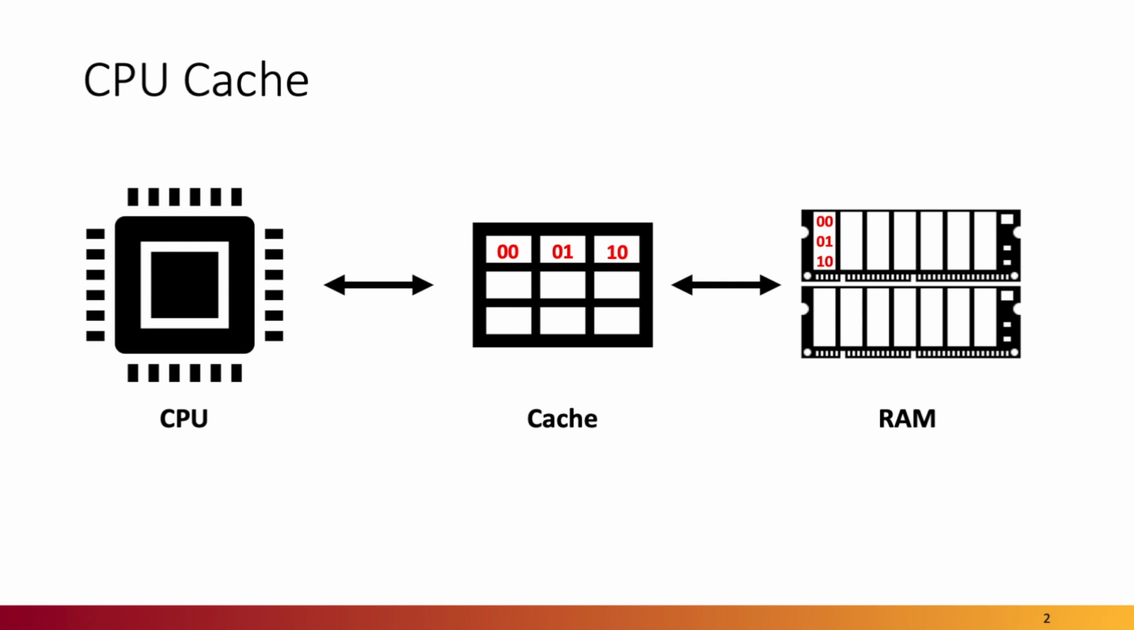A CPU cache is designed to reduce the average cost of loading data from the main memory. A processor can access a cache really fast, but the size of a cache is very small. Therefore, we can only temporarily store a limited amount of data in a cache.